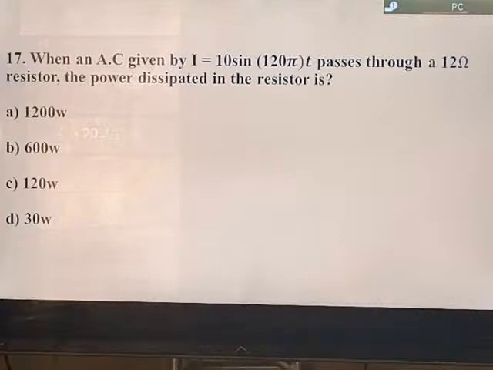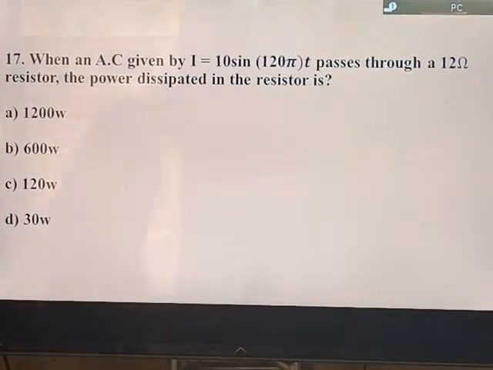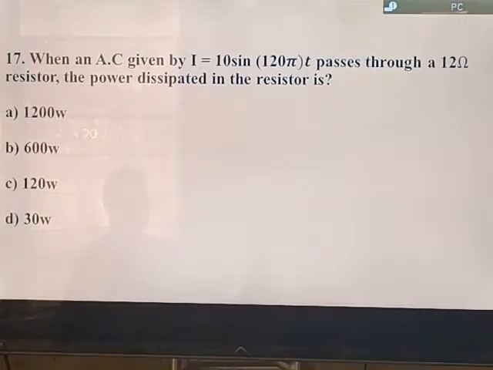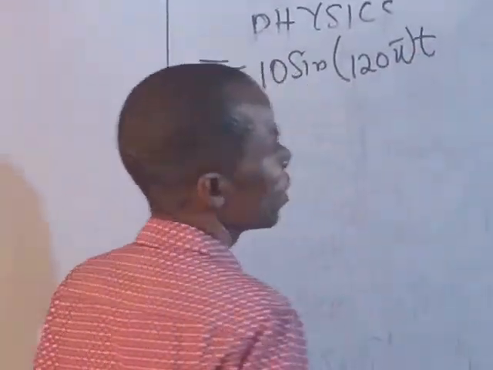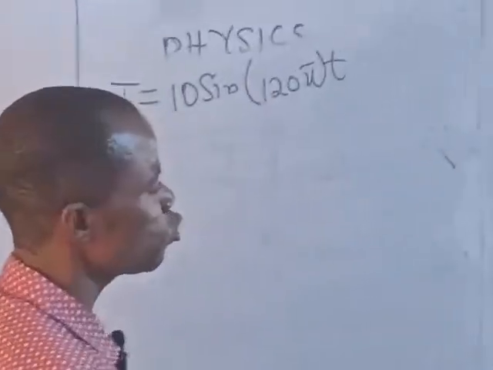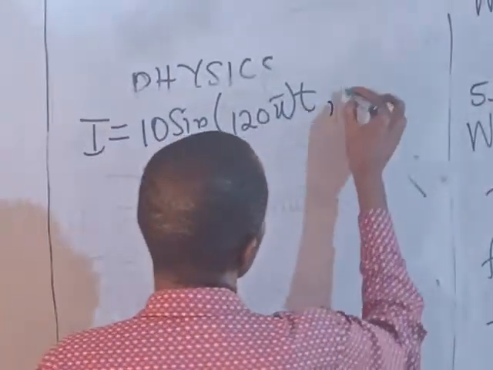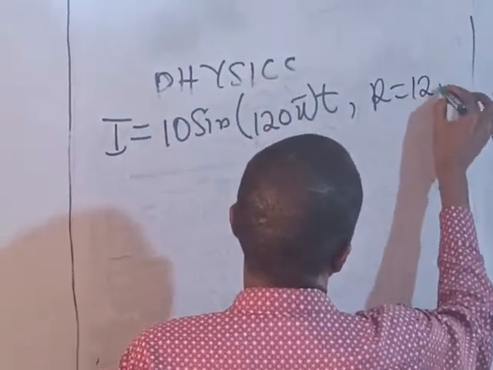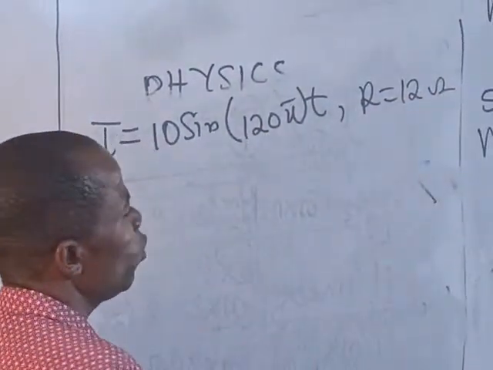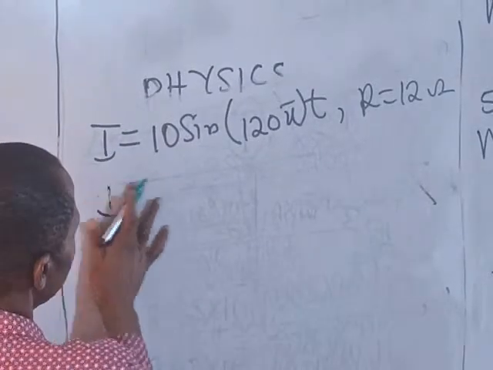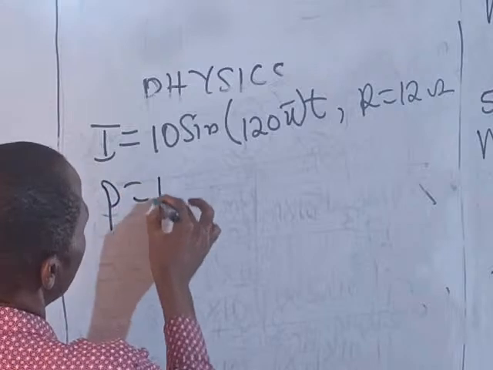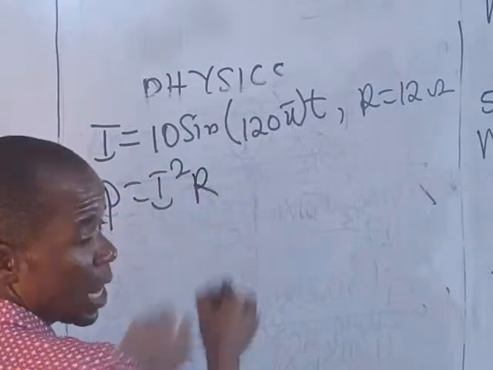Number 17 says, when an alternating current is given by I, that's the current, is equal to 10 sine 120 pi t, and that particular current passes through a resistor of 12 ohms. Which means R is equal to 12 ohms. Then we are asked to calculate the power dissipated in the resistor. Don't forget, the power dissipated, P, is equal to what? I squared R. We all know that.